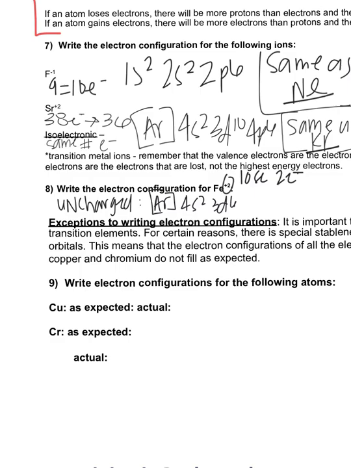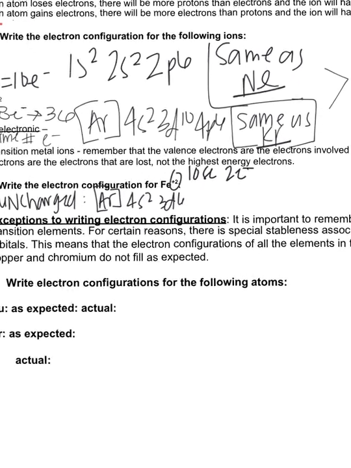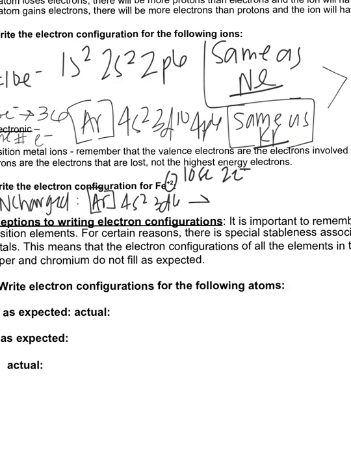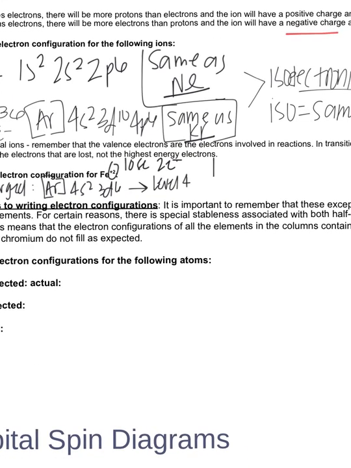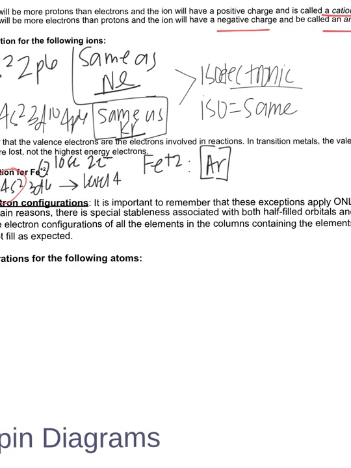So what happens here is that when it does lose electrons, it's going to lose the outermost first, because those are our valence electrons. Level 4 is the highest energy level that we have. So when we write the electron configuration for iron 2+, it will still be argon, but it's going to lose these two because those are in the highest energy level. So it'll just be argon and 3d6.